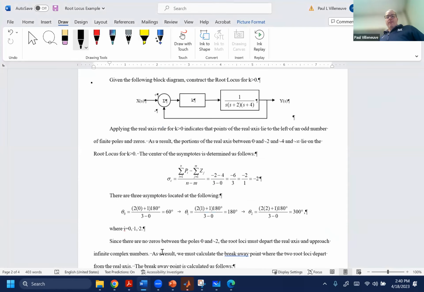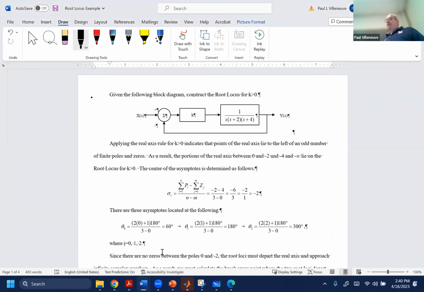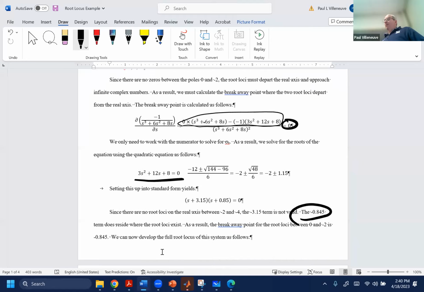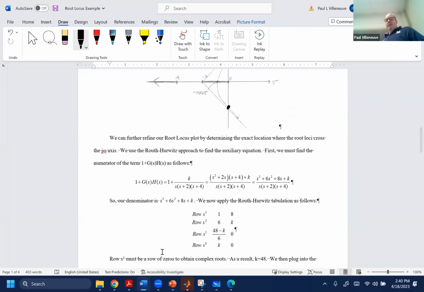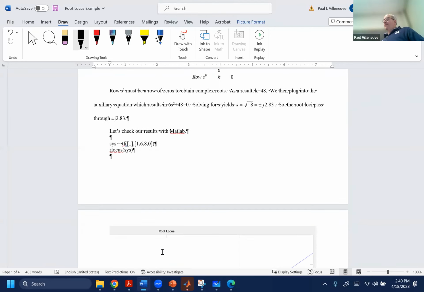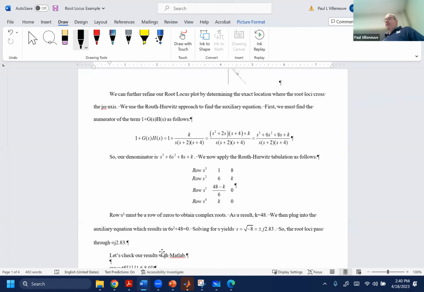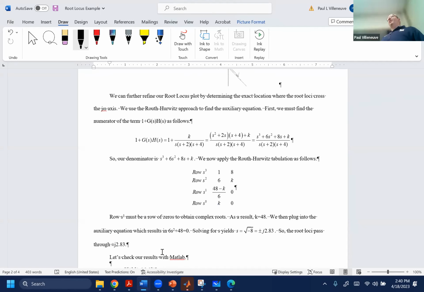I don't want to find an example that's not on the homework. Well, I just gave you this one right here. This is not on the homework, and it's a pretty detailed one with all the details. So that covers all the topics for root locus.